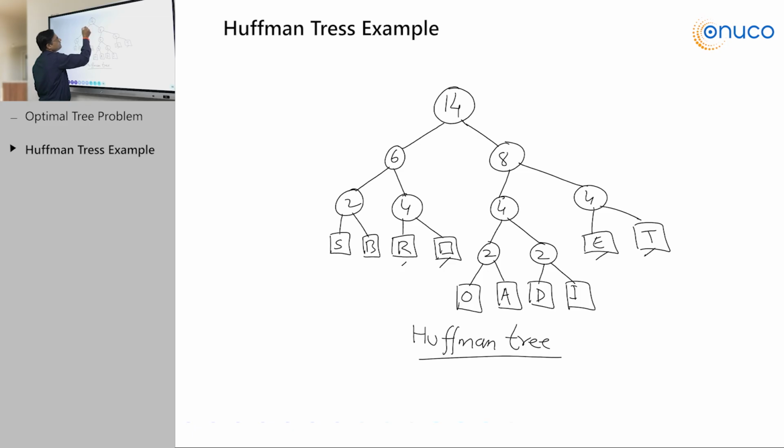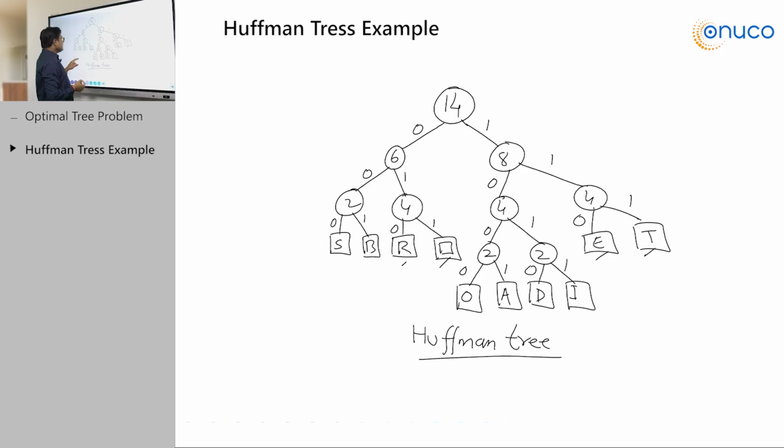So with respect to 14, this is left 0, this is right 1. Then 6, left 0, right 1. Left 0, right 1, and so on for every node. We have done it. So this is basically called labeling. Then only we can write all of these in the form of binary bits.